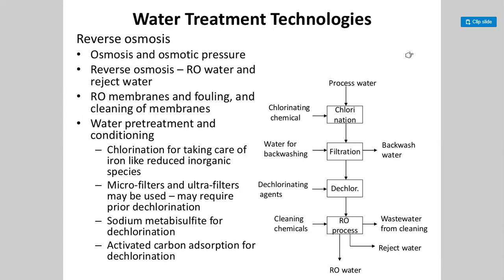The figure shows process water, chlorinating chemical to chlorination, and water for backwashing, and dechlorinating agents and cleaning chemicals. These all come from process water chlorination, filtration, dechlorination, and the RO process and RO water. From filtration, backwash water. From the RO process, wastewater from cleaning, and reject water.